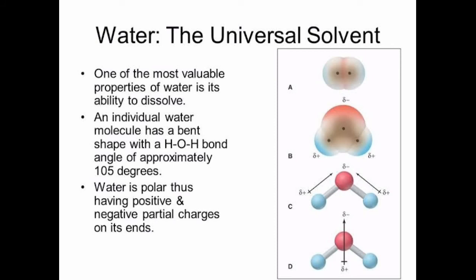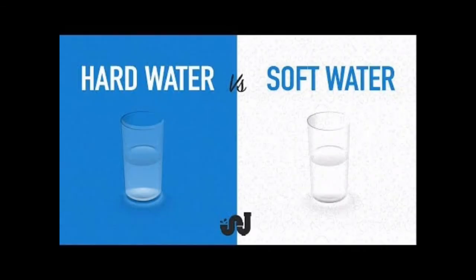Why is it called the universal solvent? Because of solubility. The solubility of different substances in water is different. And also, its property is its ability to dissolve. So that's why water is called the universal solvent.